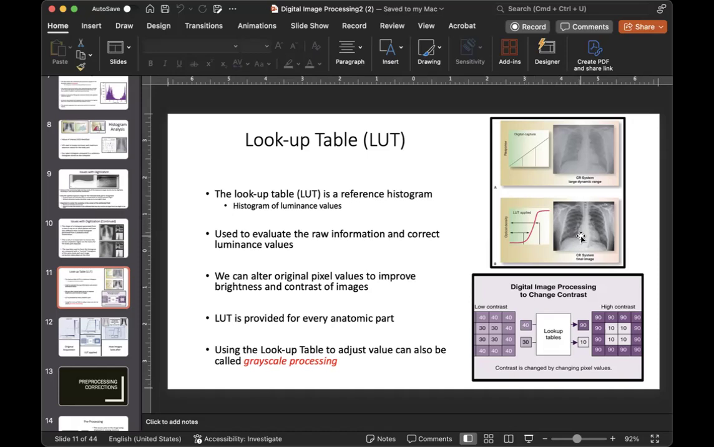Okay. Essentially, you're going to have the reference histogram, the lookup table, which is this image here, compared to a perfect chest x-ray in the computer. And then what happens is that reference histogram will now alter the values it captured. So this is showcasing that lookup table being applied so that now we get an image that looks like this. Okay. Another name for this lookup table is grayscale processing. That's what's happening. We are editing the grayscale.